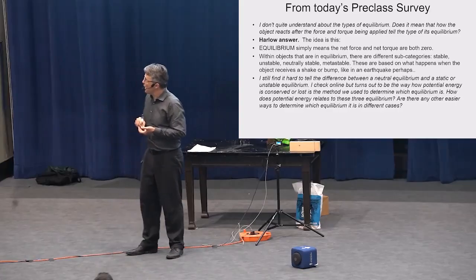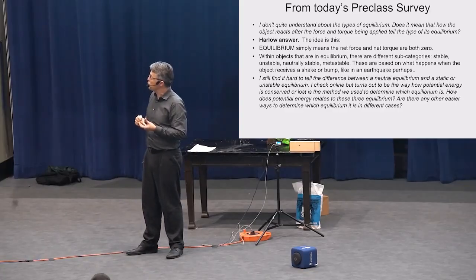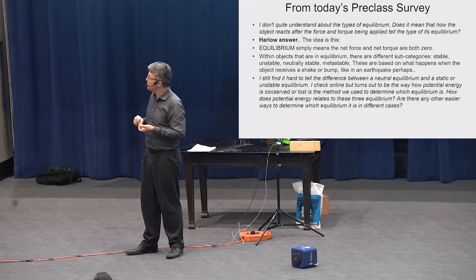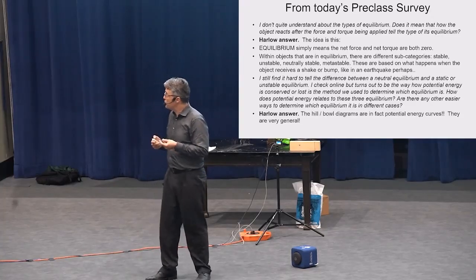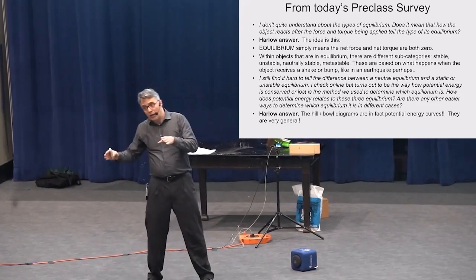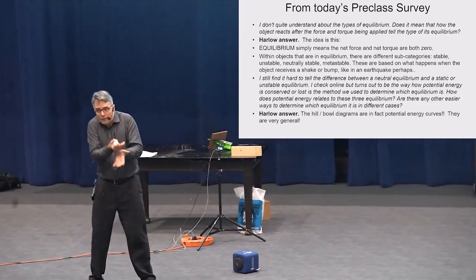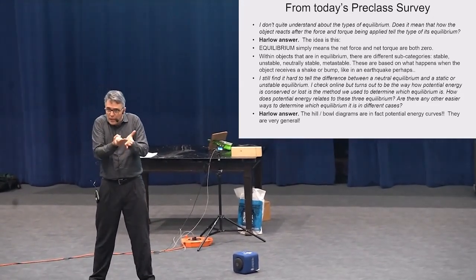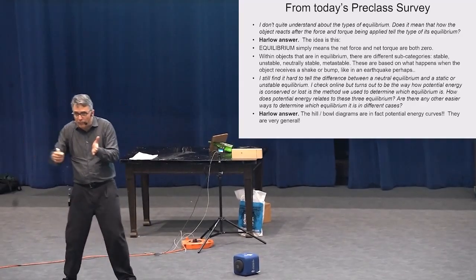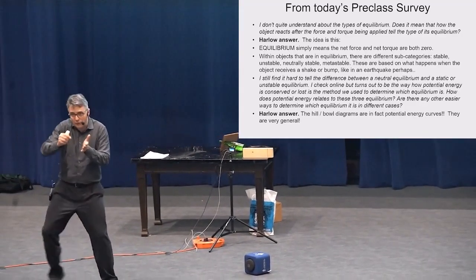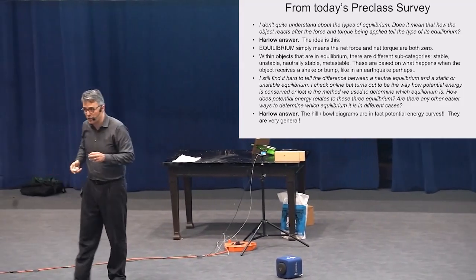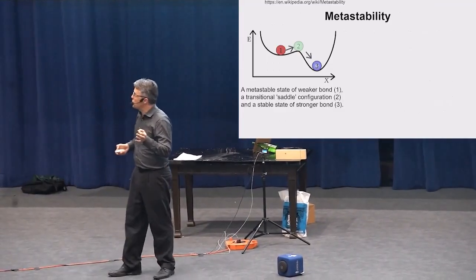Another person asked, it's hard to distinguish between neutral equilibrium and static or unstable. She checked online and found out that potential energy is often considered. And that's absolutely true. For the hill, the upside down bowl, and the bottom bowl, if you think about what's happening to the marble in each case, if it goes up, it's increasing its potential energy. If it goes down, it's decreasing its potential energy. So really, that's a potential energy curve.